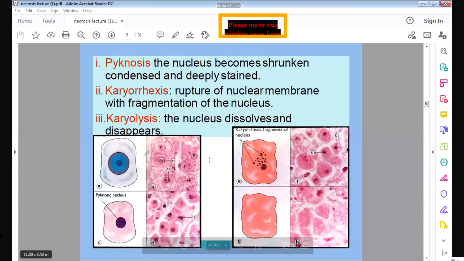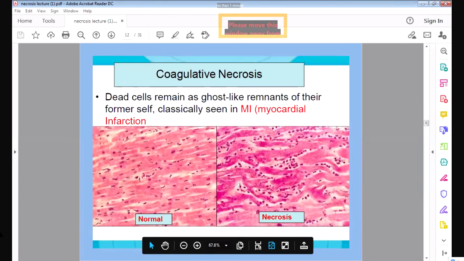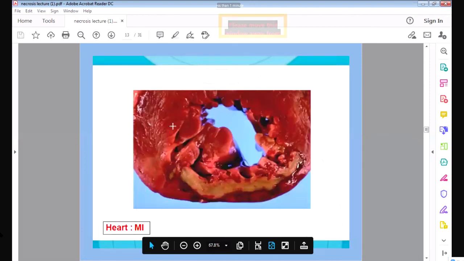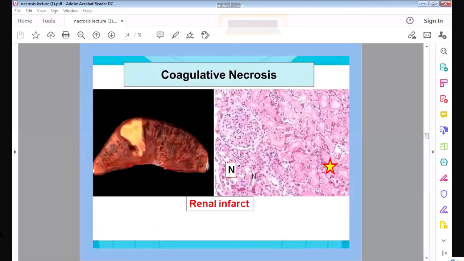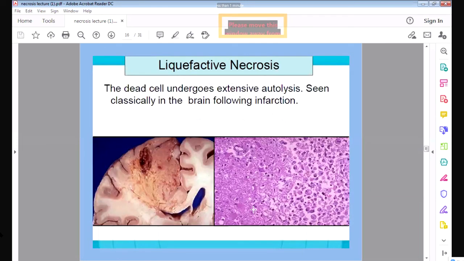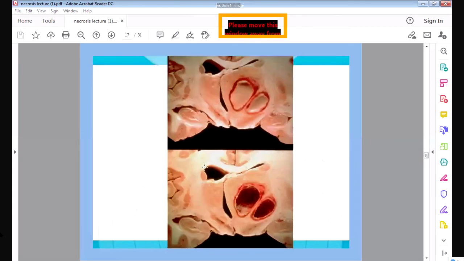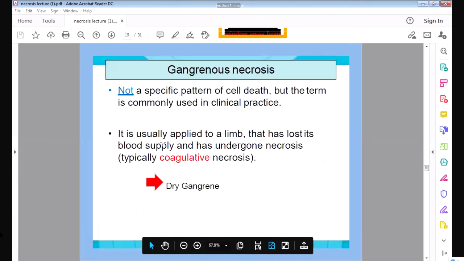And these are the types of necrosis. Coagulative in the heart. This is the area of necrosis in the heart. Again coagulative necrosis, the nucleus disappearing here. Liquefactive in the brain and infection. You can see in the brain a collection of fluid. This area is the necrosis, and this is also the area of coagulative necrosis. Finally, the gangrenous necrosis.